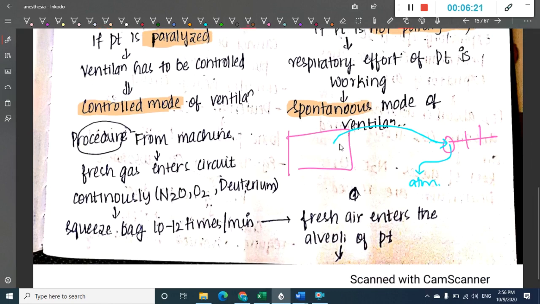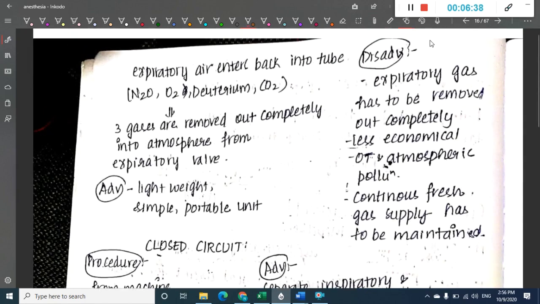So from the machine, the fresh gas enters the circuit. What does fresh gas contain? It contains nitrous oxide, oxygen, and deuterium. Okay, now the fresh gas will enter the alveoli of the patient. Then the expiratory gases are generated. What are the expiratory gases generated? Nitrous oxide, oxygen, deuterium and carbon dioxide are the expiratory gases which are generated. So in this, apart from carbon dioxide, all the others can be used, right? All these gases are removed out into the atmosphere completely, okay, from the expiratory valve. This is the procedure, the same thing which I have drawn, right?